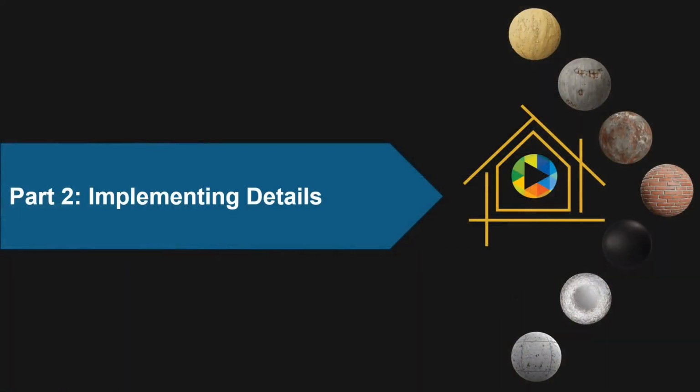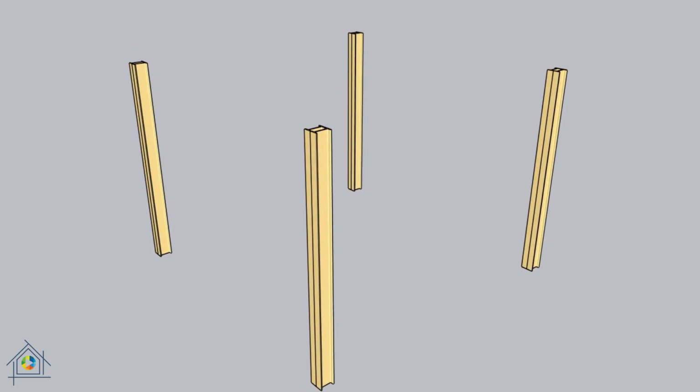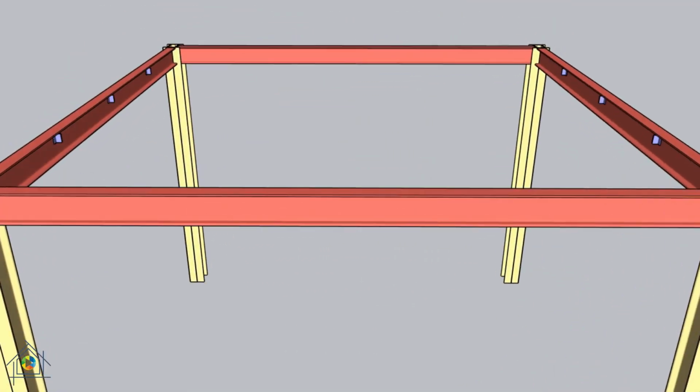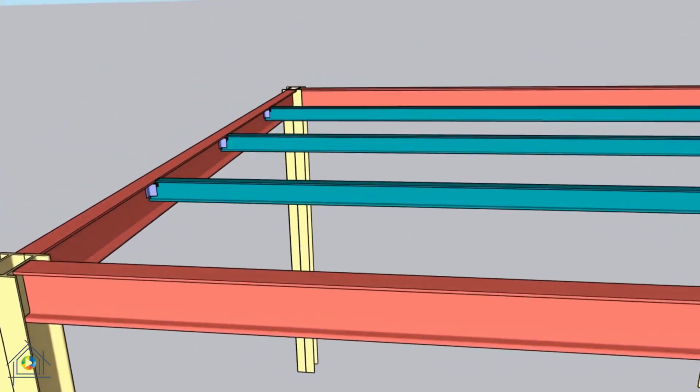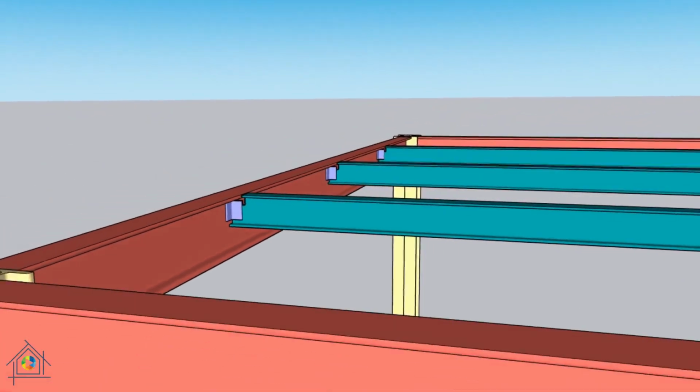Part 2. Implementing details. The steel frame members, which include beams and columns, are implemented based on structural design. After installing the main beams on the columns, the secondary beams are connected to the main beams using angles at appropriate distances.